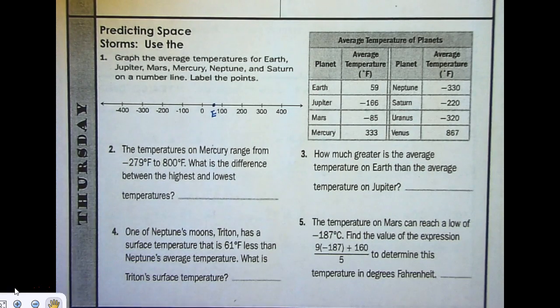How much greater is the average temperature on Earth than the average temperature on Jupiter? 4, one of Neptune's moons, Triton, has a surface temperature that is 61 degrees Fahrenheit less than Neptune's. What's Triton's surface temperature? And then the last one, the temperature on Mars can reach a low of negative 187 degrees. Find the value of this expression to determine the temperature in Fahrenheit.